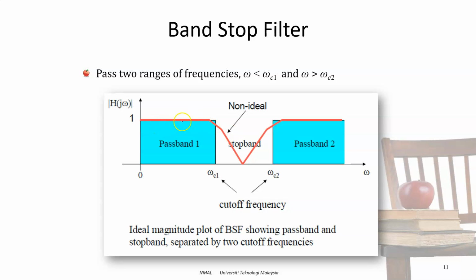You can also see the non-ideal filter from this red line here, which shows the gradual transition from the pass band to the stop band, and goes back up with a gradual transition between the stop band and the pass band.